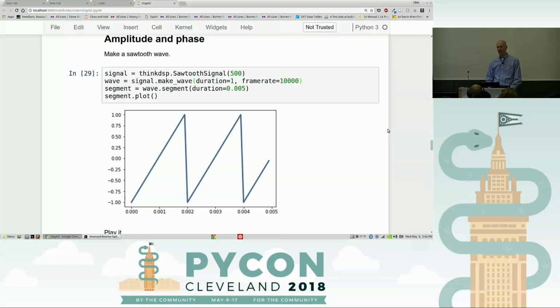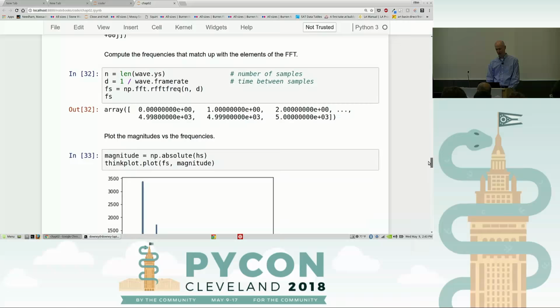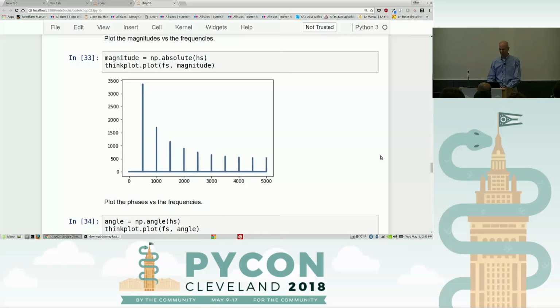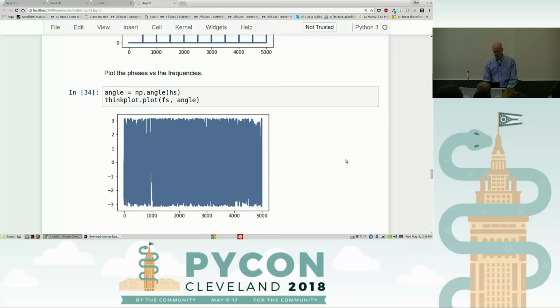Okay, let me show you a couple things in this example. So the idea, I start out with a sawtooth. And at this point, if we compute the spectrum of a sawtooth, we're not too surprised. Again, that's the amplitude of each component. And if I plot the phase of each component, I basically get a big mess.